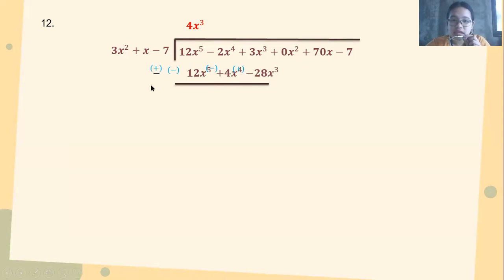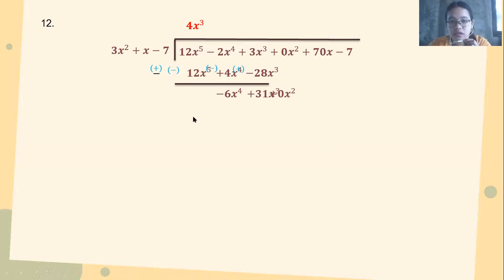At yung operation sign natin ay magiging plus. So we have 12x raised to 5 plus negative 12x raised to 5 will become 0 is equals to 0. Negative 2x raised to 4 plus negative 4x is equals to negative 6x raised to 4. 3x cubed plus positive 28x cubed will become positive 31x cubed. Then bring down the next term, which is 0x squared.